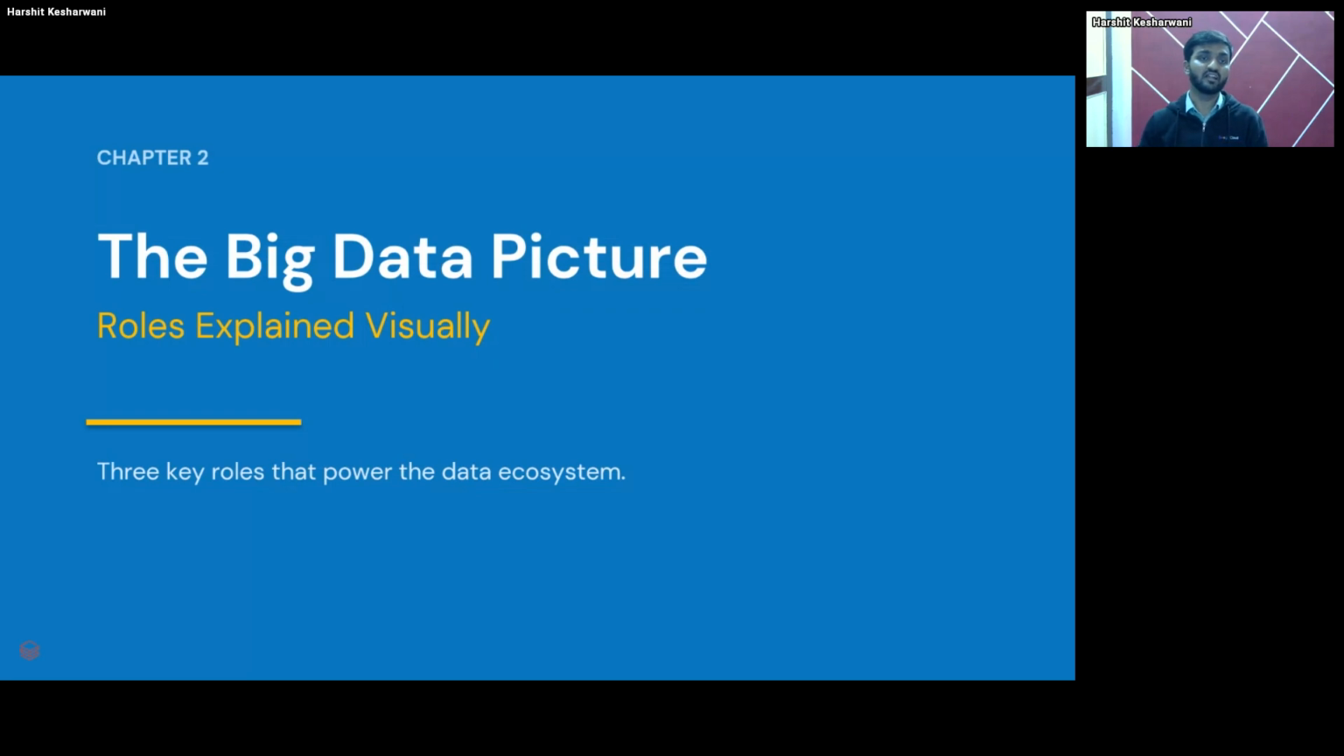Now, let's understand the big picture behind the data: how this data world or how this AI really looks like, who are the people who are powering this entire ecosystem, and how we can get into it. Here I have mentioned the big data picture. Why? Because when we talk about data at a scale, that's big data. Think of Zomato, Swiggy, Netflix. How many people are using them? They are not just generating data, they are generating a huge amount of data.